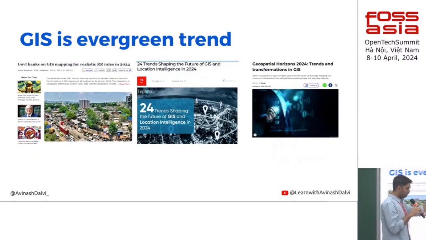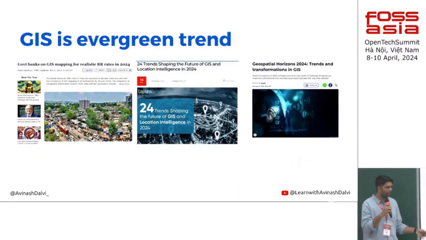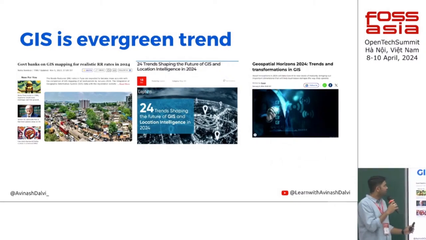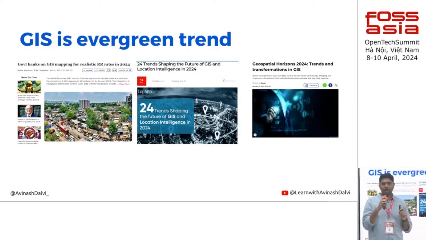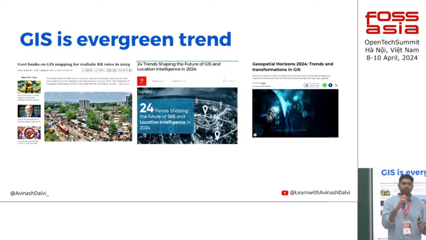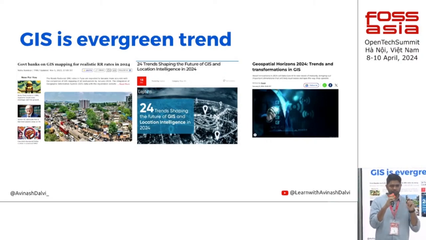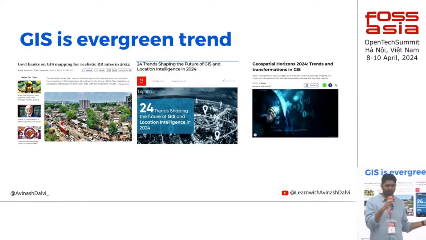So these are a few facts about what is currently happening across the world. I have picked around that. The title says that GIS is an evergreen trend, and I will tell you why. GIS has existed since the Earth was born, and it will be there as long as the Earth is here. So it will not go anywhere.